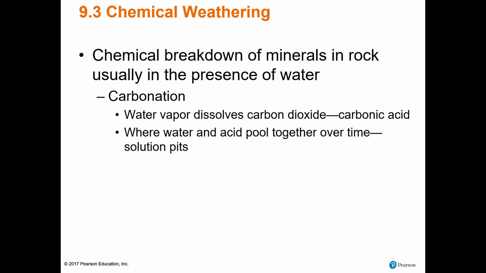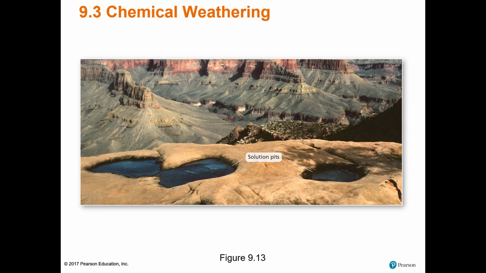Carbonation is when water vapor dissolves carbon dioxide and you get a resultant carbonic acid. And when the water and acid pool together over time, you will get solution pits. So you can see here that these pits are much deeper than the surrounding rock area, and it is created by that combination of the carbon dioxide and water into that carbonic acid, which wears away that particular part of the rock quicker than the other flat surfaces, and that's why you get those depressions or pits.